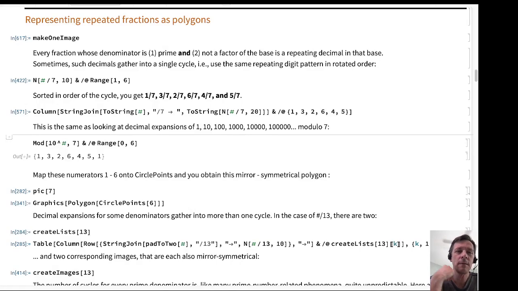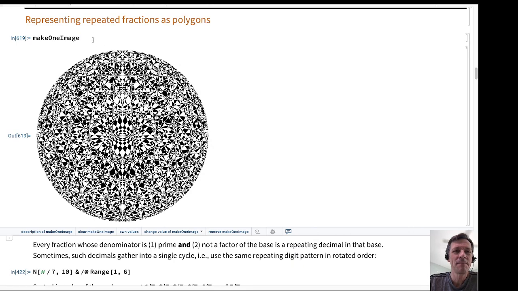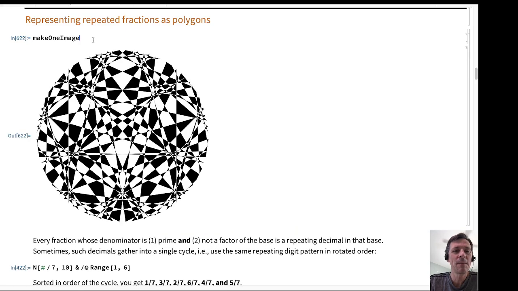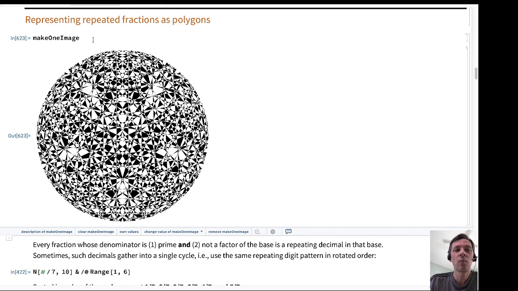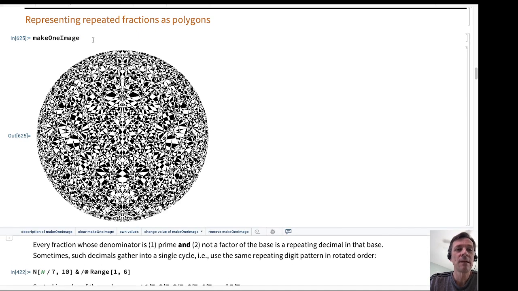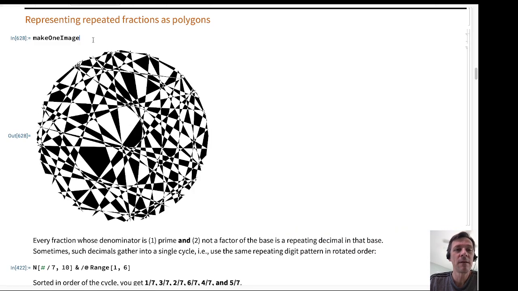Hi, this is a very informal and probably somewhat rough lecture about representing repeated fractions as polygons. So I wanted to just throw some images at you first. Here's an image. Here's another one. What all of these images have in common is they're all derived with the same essential function with slightly different variables punched in, and I think we can agree that they're quite baffling and quite pretty.